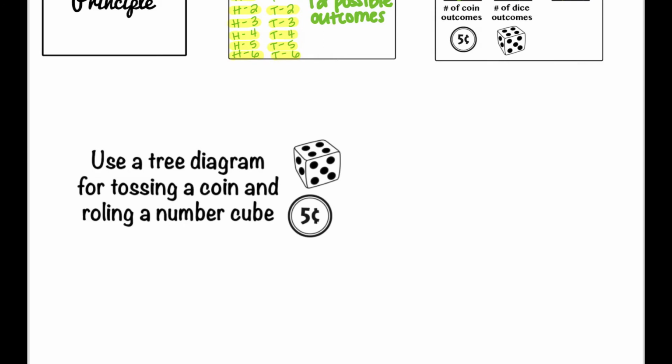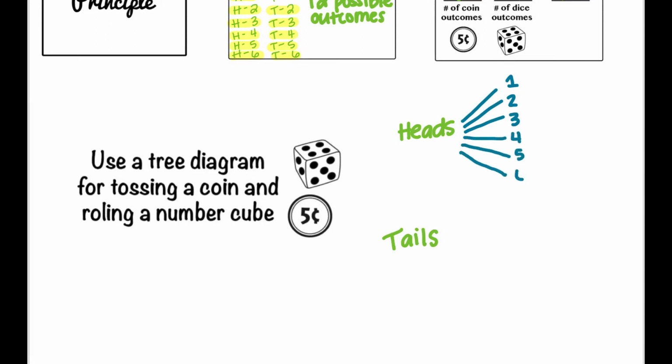Another way of doing this is using a tree diagram. So this is just another way of listing it out. So again, if you toss a coin and roll a die, well, you have 2 outcomes for tossing a coin. You can get heads, or you can get tails. Now, similarly to what we did before, you can toss and get a heads, and then roll a 1, or you could roll a 2, or you could roll a 3, a 4, 5, or a 6.